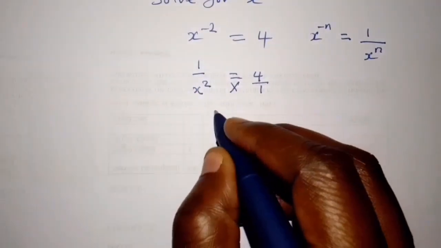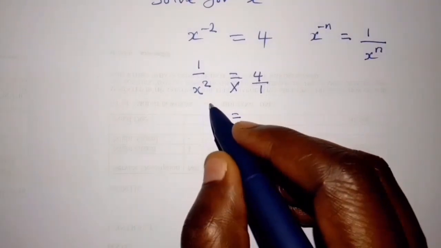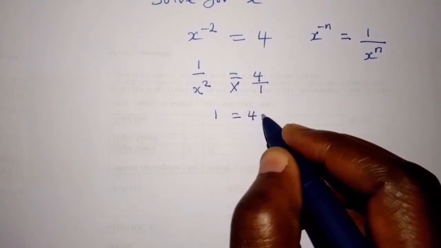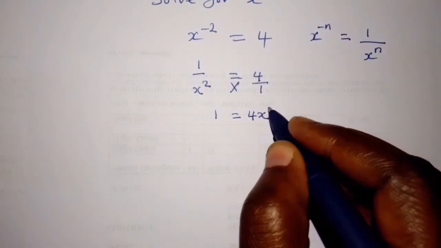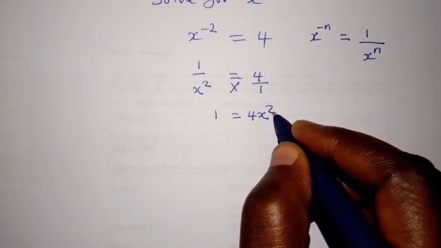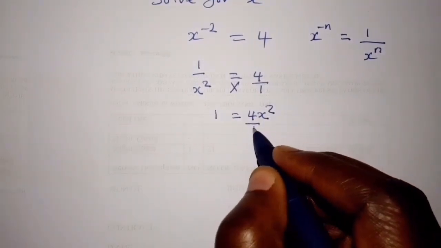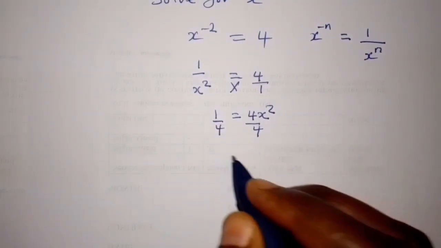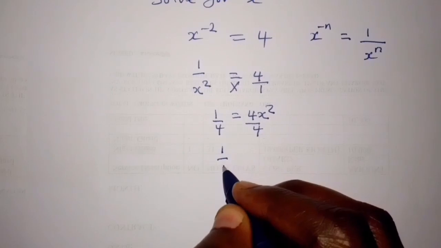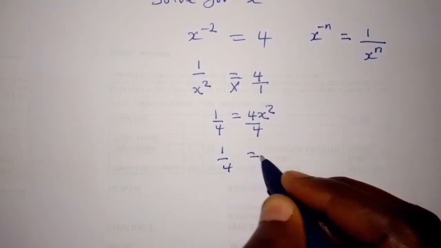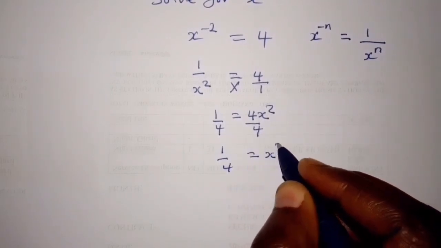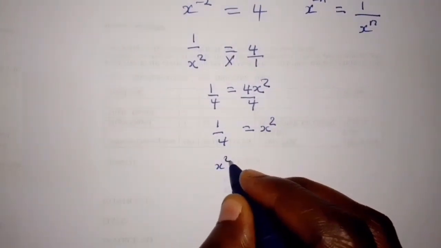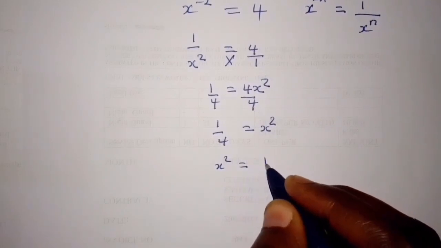1 times 1 is 1, which is equal to 4 times x squared, which is 4x squared. Then we divide by 4. So we can say that 1 over 4 is equal to x squared. X squared is equal to 1 over 4.